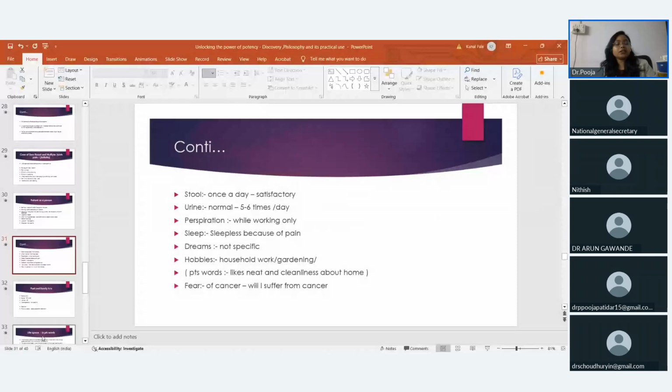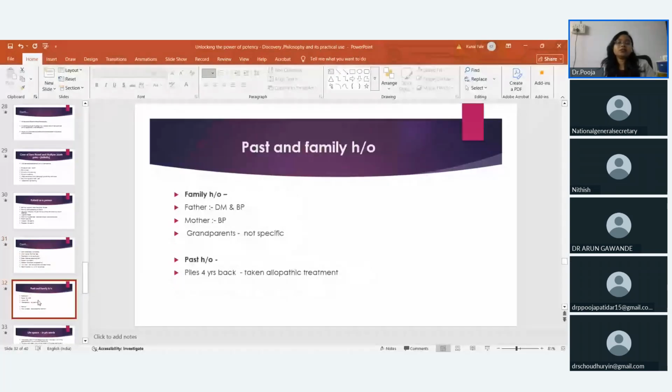She has a fear of cancer, that she will suffer from cancer. In family history, father had diabetes and BP, mother BP, and she didn't know about the grandparents. Past history: piles 4 years back, taken allopathic treatment. Life space in patient's ward.